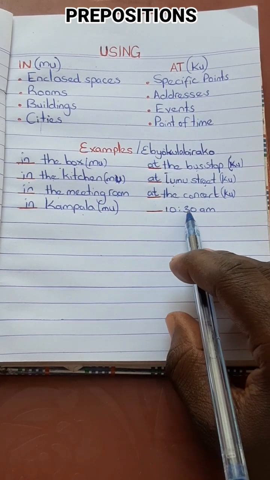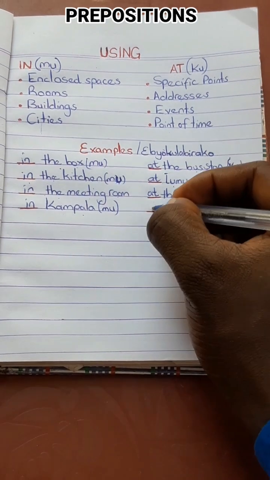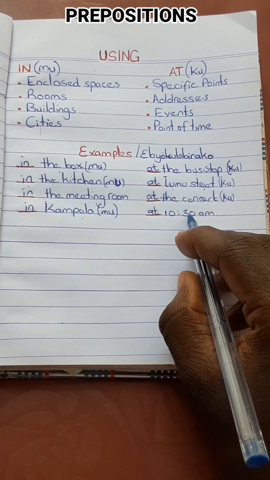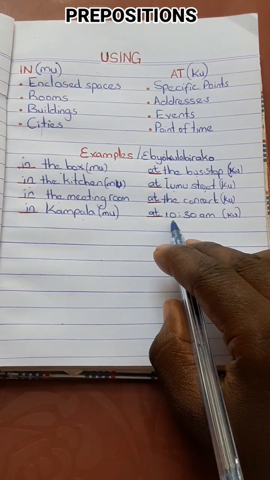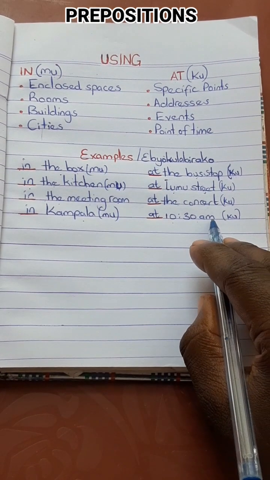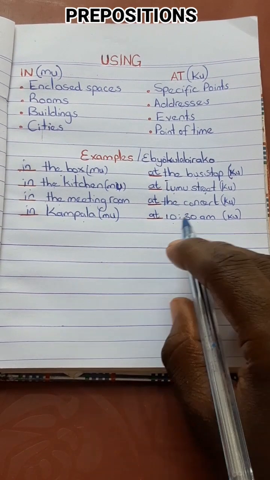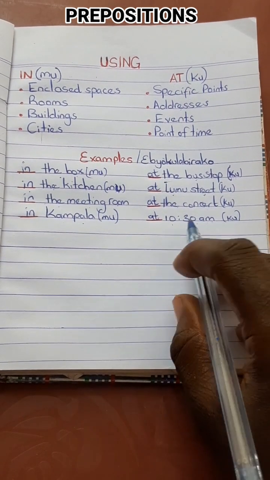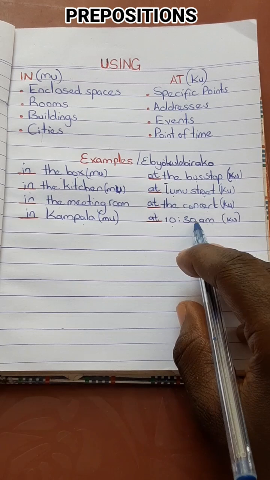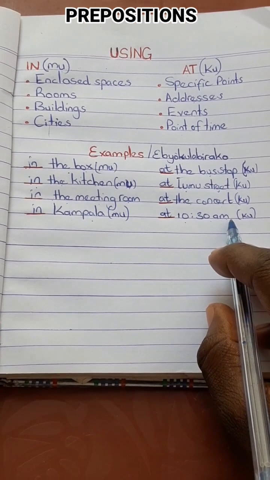Dash 10:30 a.m. At 10:30 a.m. Ku sawa nya n'ekitundu ez'okumakya. For example, the meeting is at 10:30 a.m. Meeting egenda kubeerayo ku sawa nya n'ekitundu ez'okumakya.